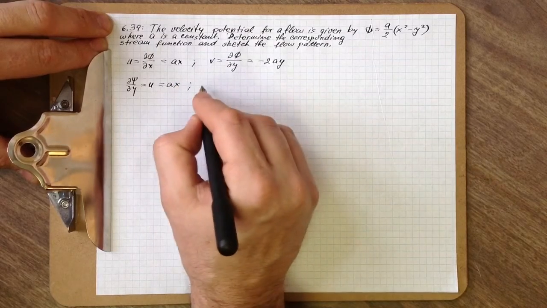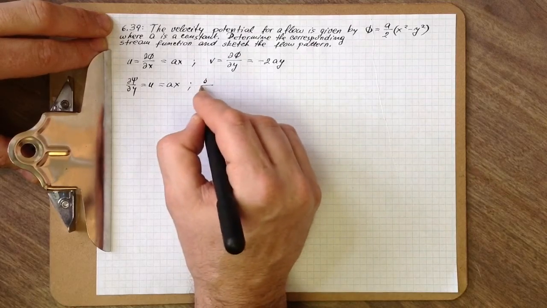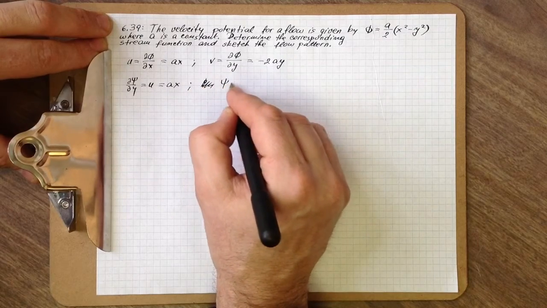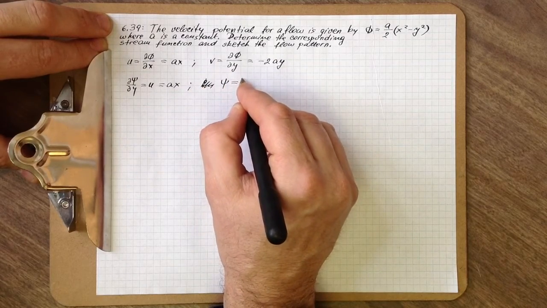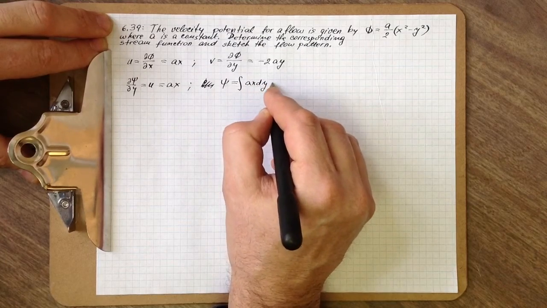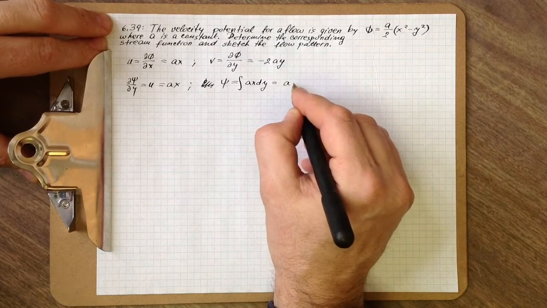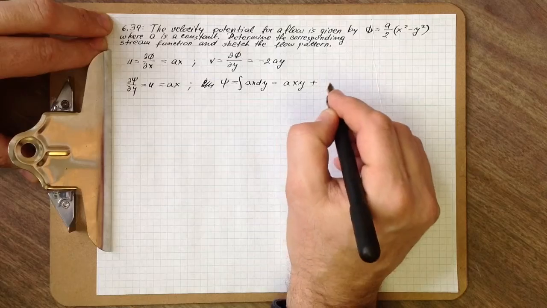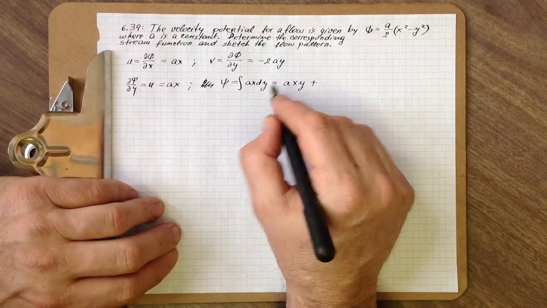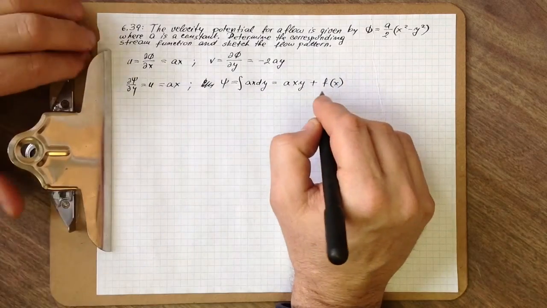But also, from that, we directly integrate: psi equals the integral of ax dy, which equals axy plus generally a constant, but this is only constant with respect to y. So we'll assume that it's some kind of function that can only be a function of x and not of y.